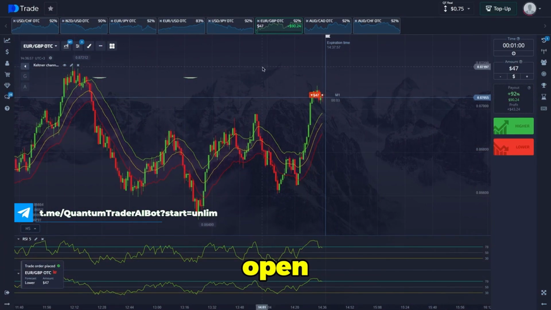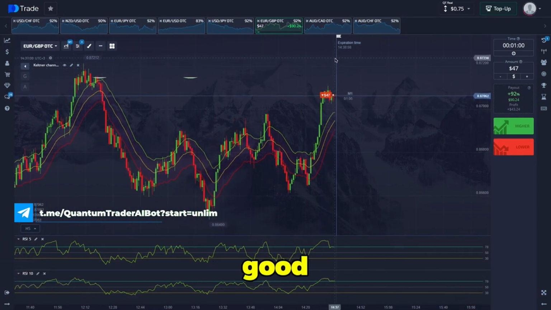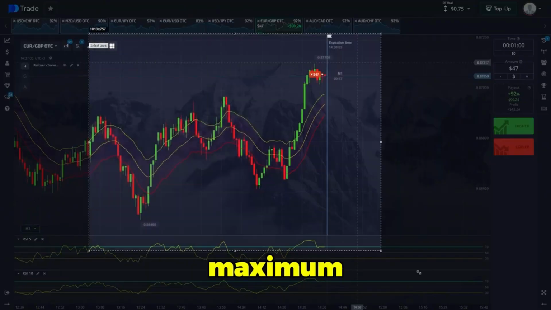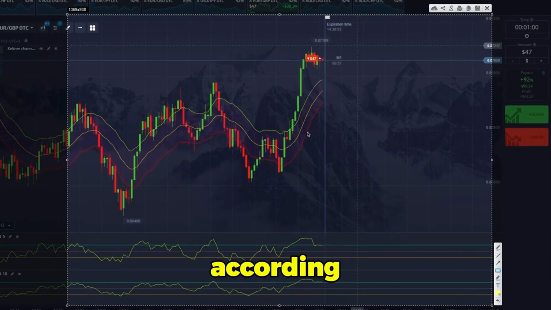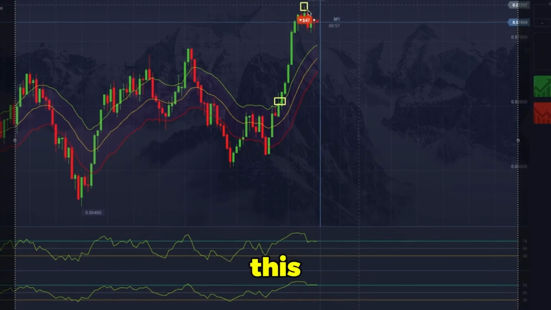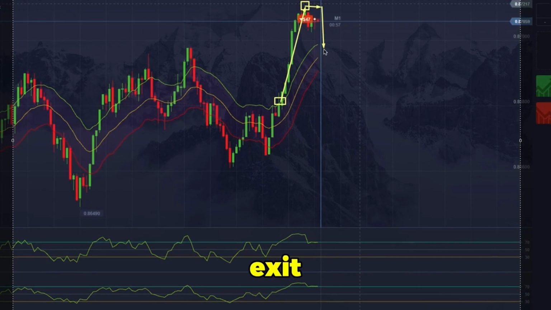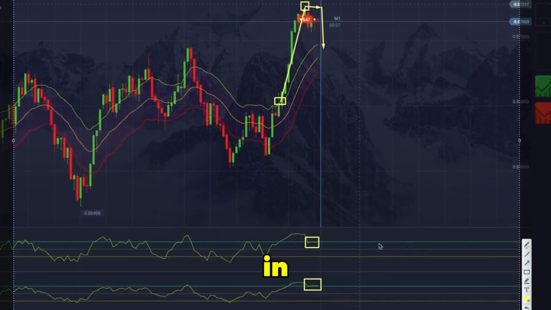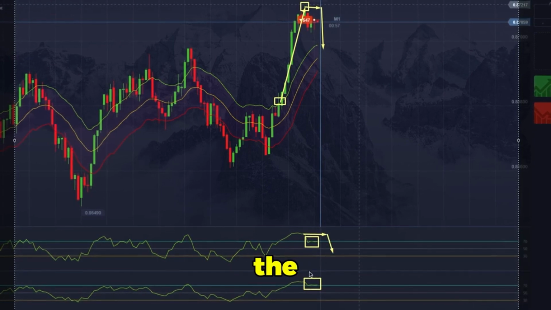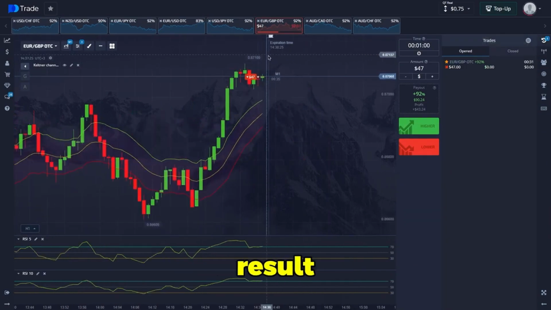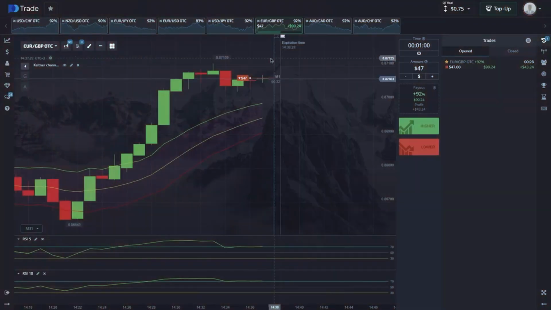And here I want to open a downside trade, a relatively good entry point. Let's highlight the workspace. We have formed a new local maximum. The movement has gone to the outside according to our channel indicator. This is our first signal to open a downside trade. We also see an exit from the overbought areas according to our 2 oscillators. So in this case, the deal needs to be opened on a downgrade. Let's look at the result of this transaction.